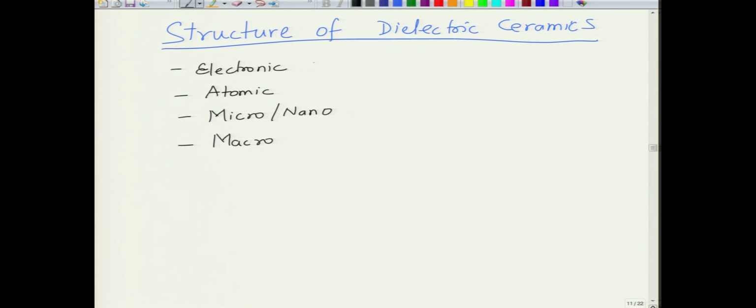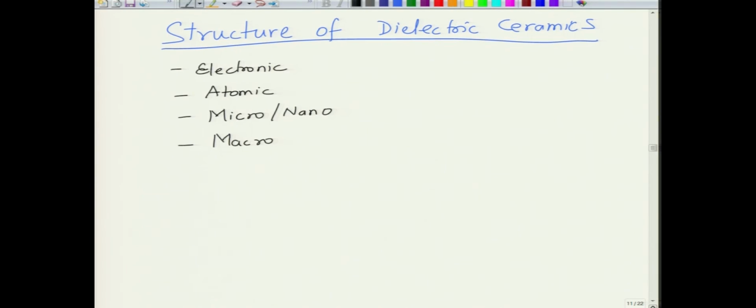So, this is at the electronic level, electronic structure. Atomic structure is the level of atoms. Nano or microstructure is at the level of microstructural features such as grains, grain boundaries, and so on and so forth, and then macrostructure is in the form of the shape, the pores, the voids, etc. So, here when we talk about the structure of ceramics, we are mainly concerned with the atomic structure of these materials. So, this is what we are going to talk about in the next few slides.